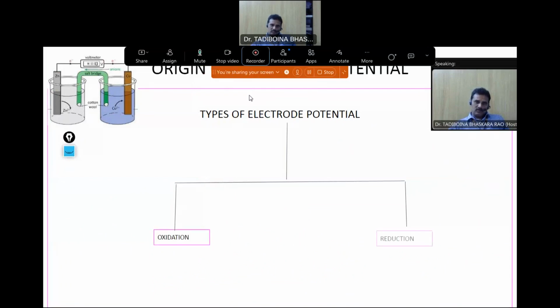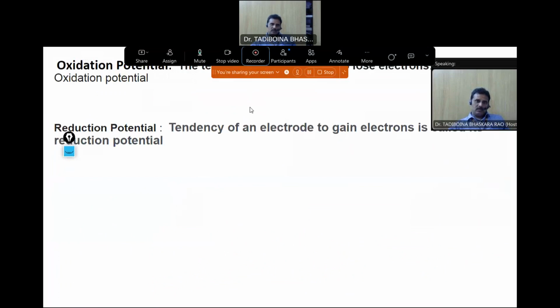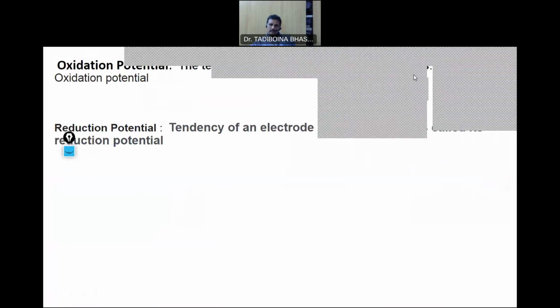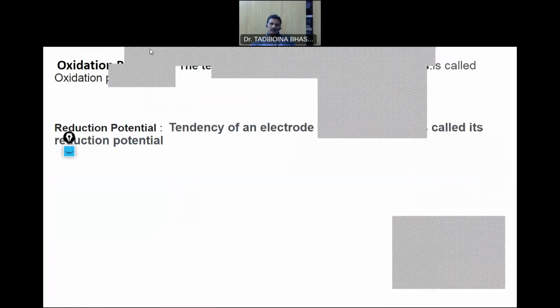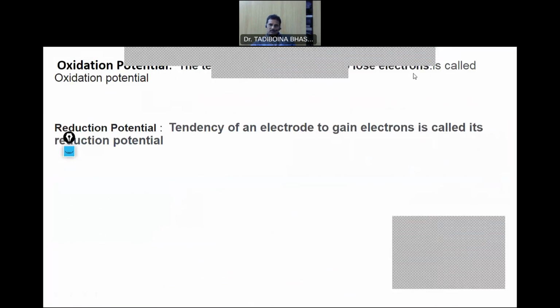Here you can see oxidation potential and reduction potential, and you can also understand the different definitions. What is the reduction potential? What is the oxidation potential? You can see that.